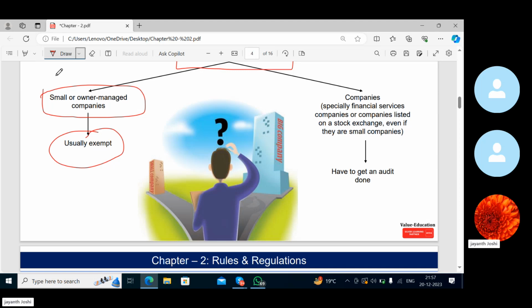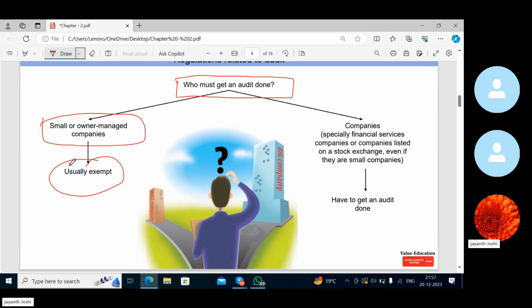What I mean to say here is, in small or owner managed companies, there are no outside investors. They are the ones who are investing in the company. They are the ones who are going to enjoy the profits. They are the ones who are going to bear the losses. It's not like people have invested money in them by taking stockholding or ownership rights. And here, there's no need for them to disclose anything to anyone. They can keep their business secrets or their documents with themselves.